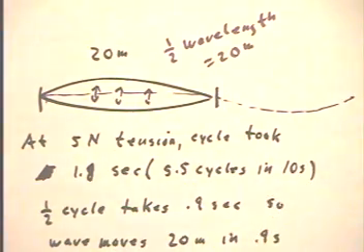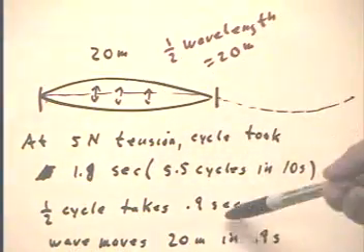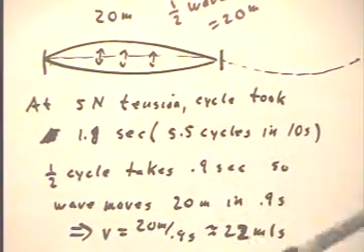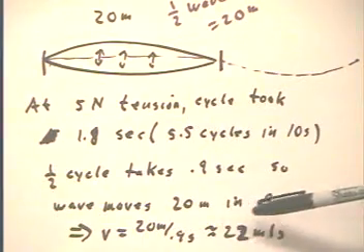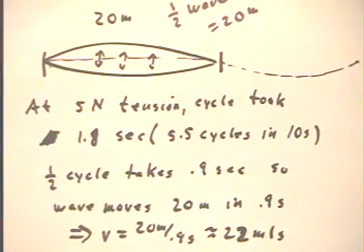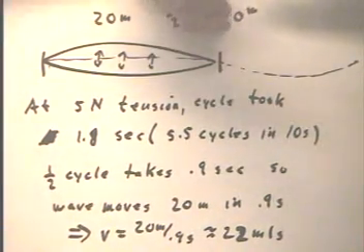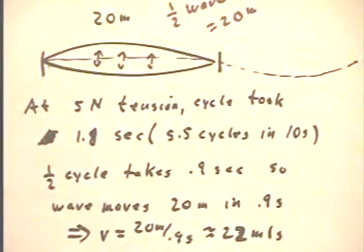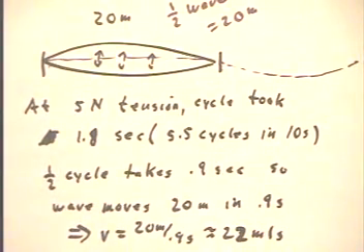Okay. Now, if a cycle takes 1.8 seconds, the half cycle that corresponds to the length of the string takes 0.9 seconds. That is, half a cycle of the wave will move the 20 meters of the string in the 0.9 seconds. And it follows then that the wave moves 20 meters in 0.9 seconds, or that the velocity is approximately 22 meters per second. Now we compare that with the 25 meters per second that we got before. It's not a real bad comparison, but we would have liked it maybe to be a little bit more accurate.